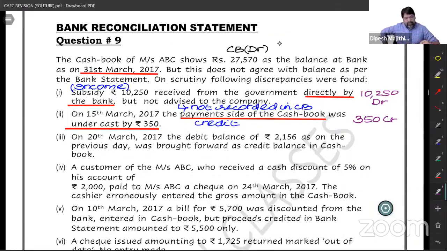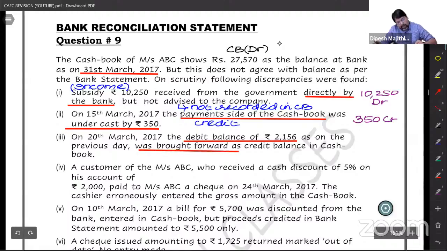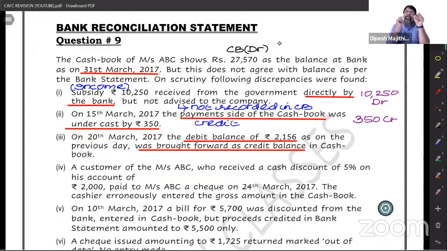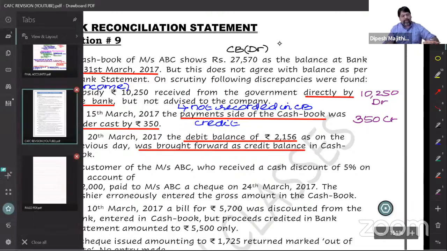On 20th of March 2017, a debit balance of 2156 on the previous day was brought forward as a credit balance. That means I should have recorded 2156 on the debit side, but I recorded 2156 on the credit side. Listen to this very, very carefully.